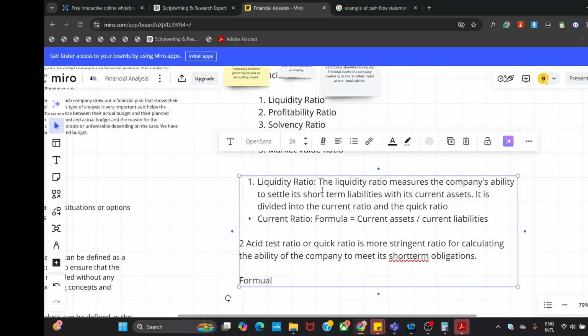Formula is giving us. Okay, so this is what the quick test ratio is all about.